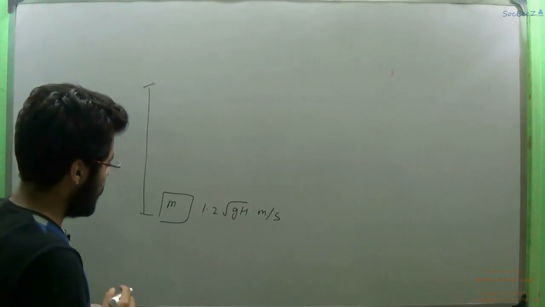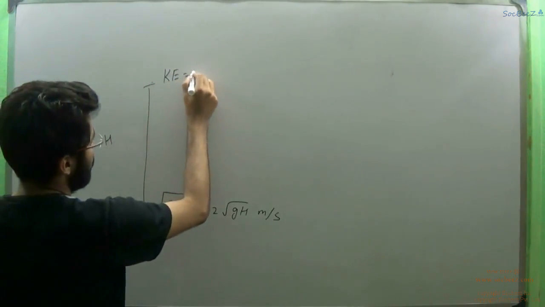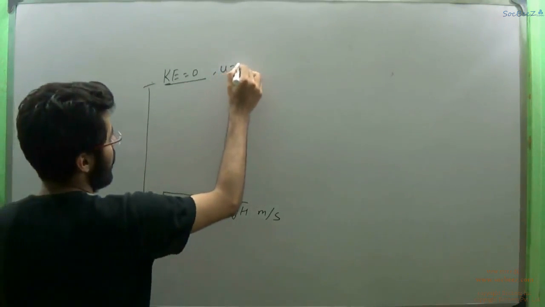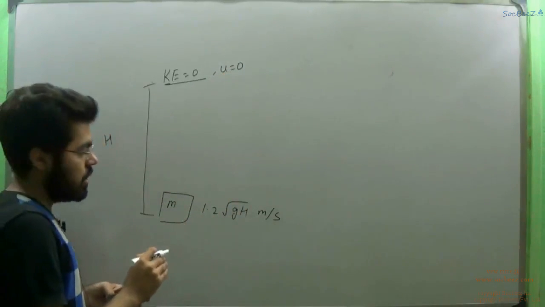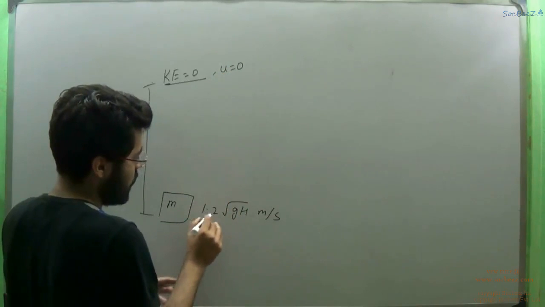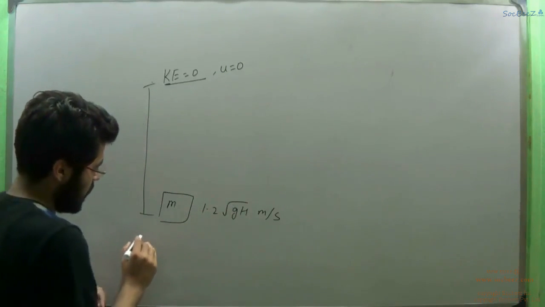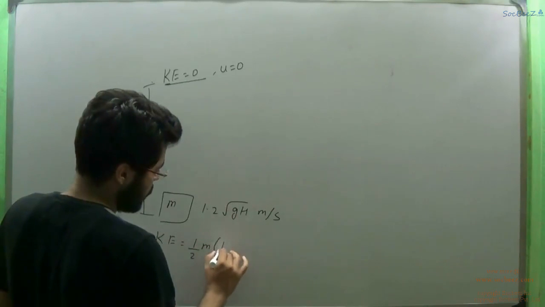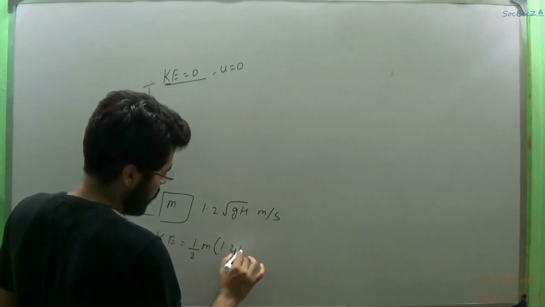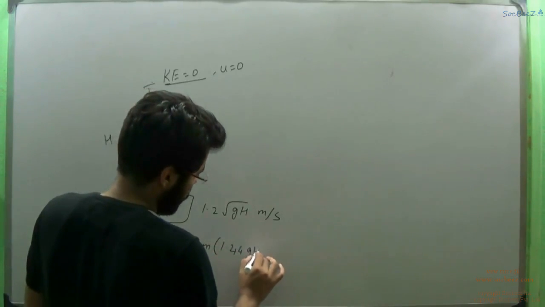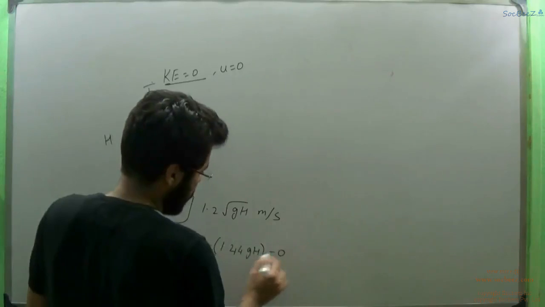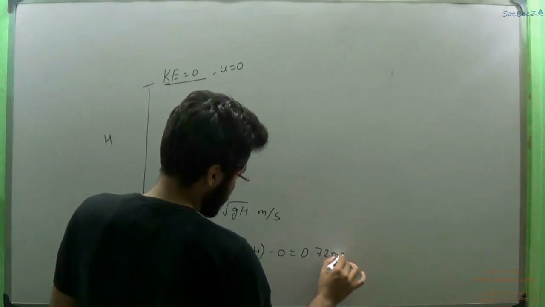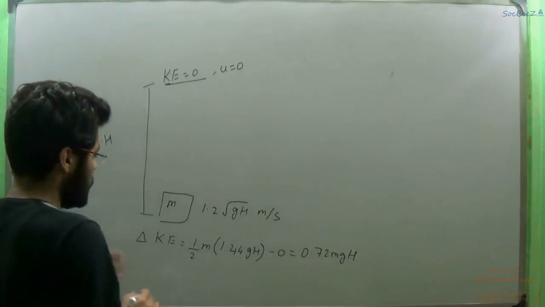First thing we can do is that at the top point, what is the kinetic energy? 0. No motion, kinetic energy 0, velocity 0. Just at the point when it was about to touch the ground, its velocity became 1.2 root under gh. So what is delta kinetic energy? It is half m v square. It means 1.2 square, so 1.44 gh minus 0. So that is 0.72 mgh. So this is the change in kinetic energy.